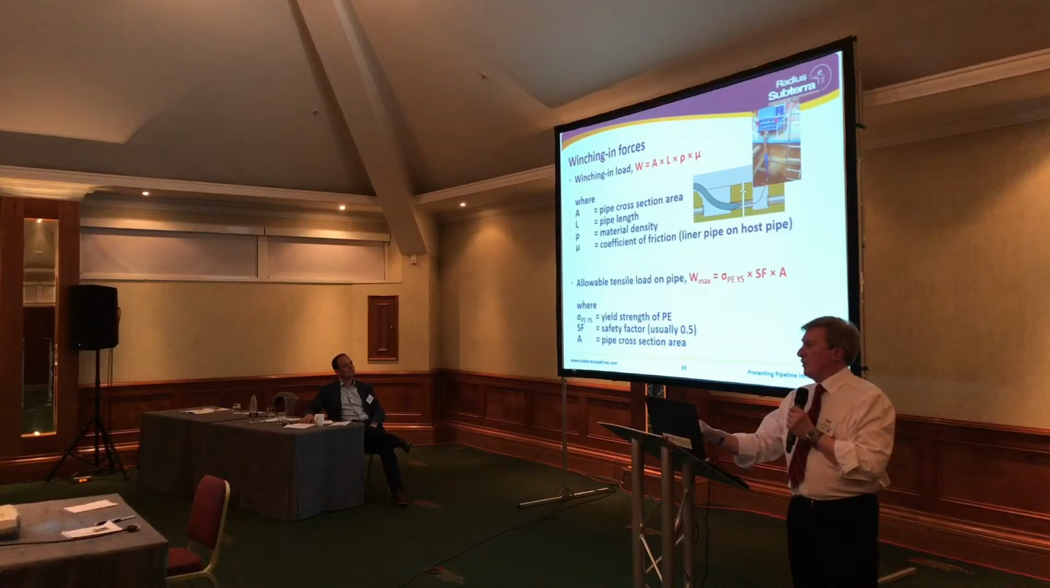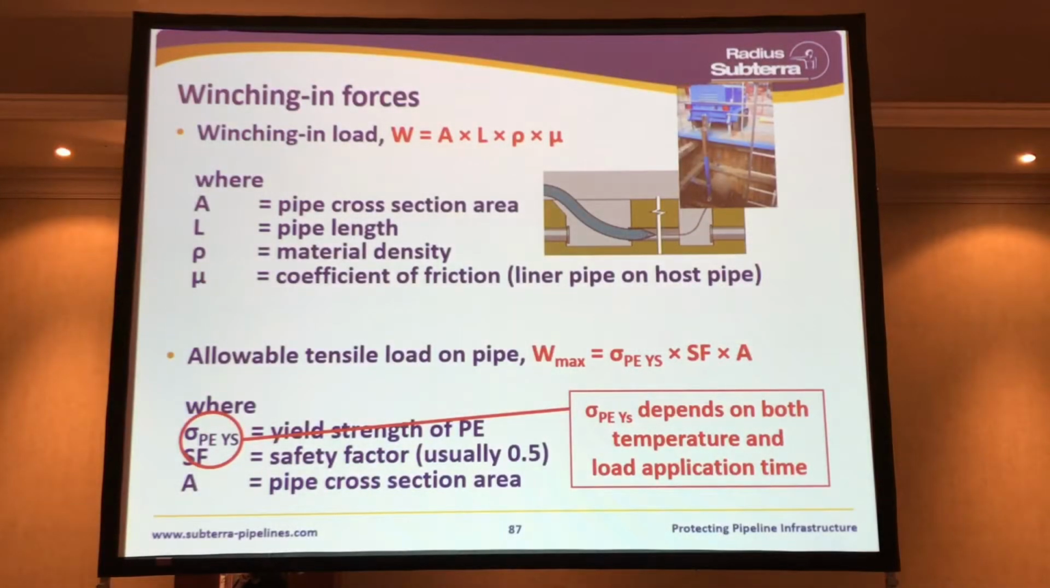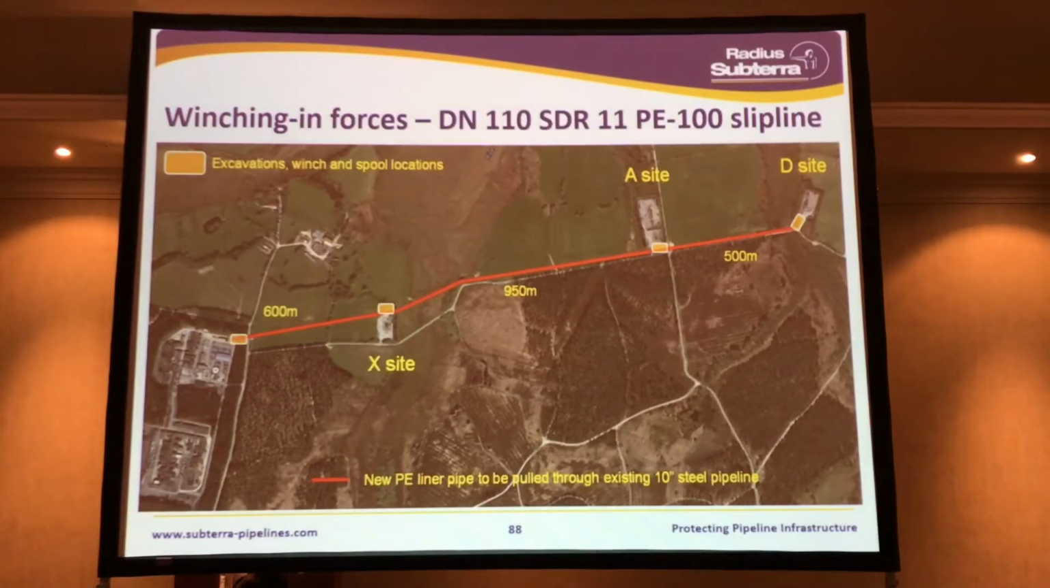So you think, well, what could possibly go wrong with that? It's very straightforward, isn't it? Yes. Well, the thing is that the tensile properties of PE depend, as I said, on the temperature and the load application time. Now, here's an example that we looked at recently, and thanks to Loic over at the back for this. The client had a 10-inch steel pipeline in the ground. You can see there, some nice sweeping bends on it, and he wanted us to put a DM 110P liner pipe inside that. Well, that's going to be easy, isn't it?